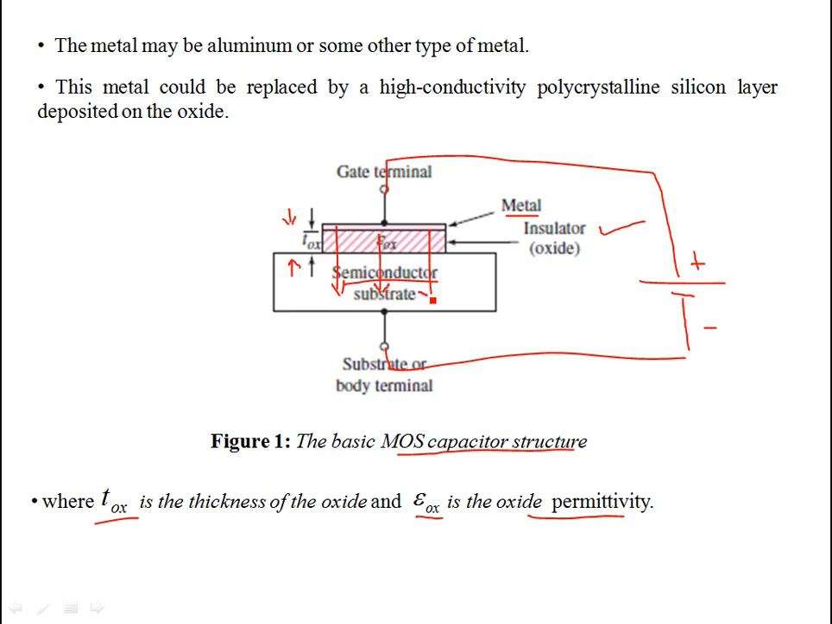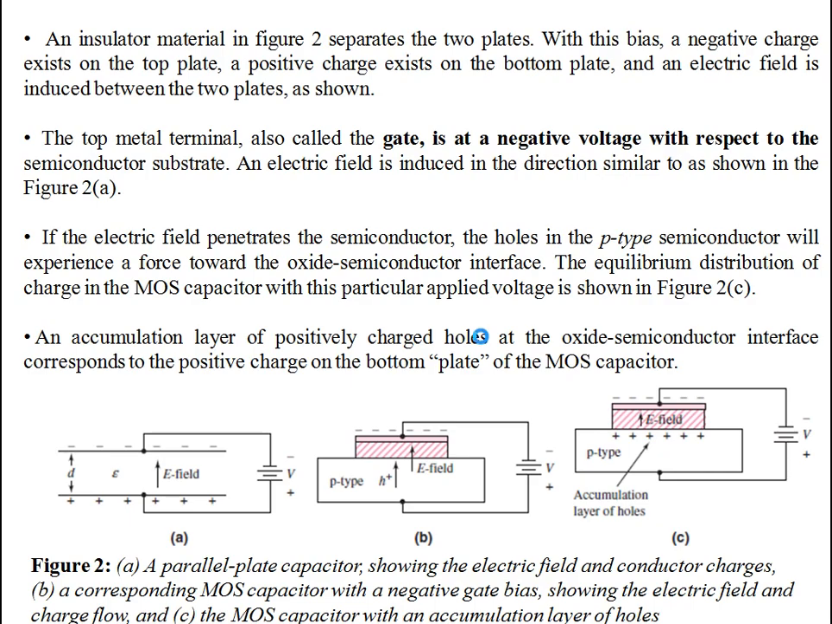Of course, the metal plate will be positively charged. This metal plate could be aluminum, or a highly conductive polycrystalline silicon layer, deposited on the oxide in the fabrication process. Owing to this biasing, it gets the positive charge, and then the bottom plate, or the substrate, is negatively charged. Due to this electric field, you are going to control the current through the transistor. So how is it done?